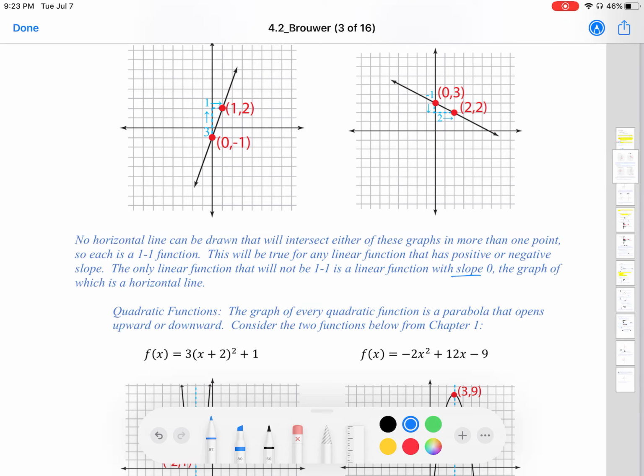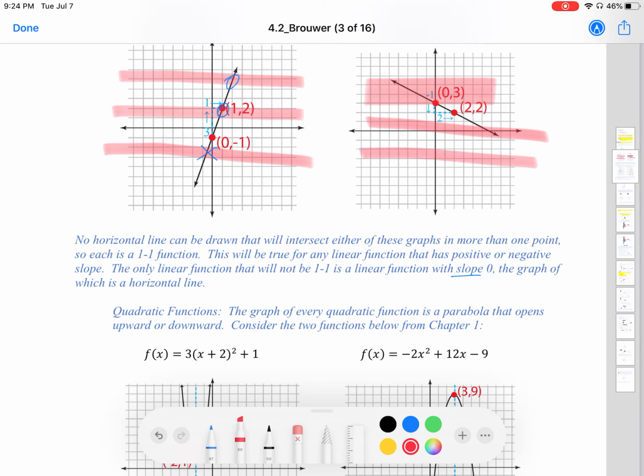So here we see that we have these lines, and no matter where I draw a horizontal line, it only crosses our graph once, right? So therefore, because it is a function, but because it also passes the horizontal line test, it's a special kind of function. It's a one-to-one function because they pass the horizontal line test.